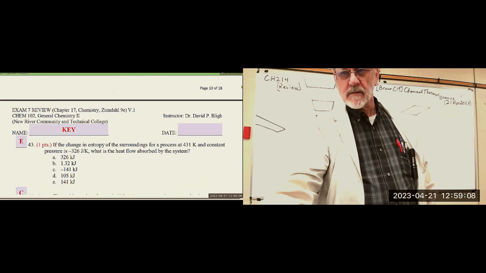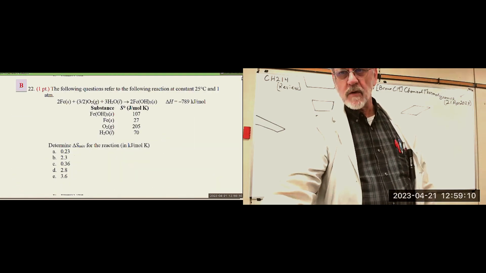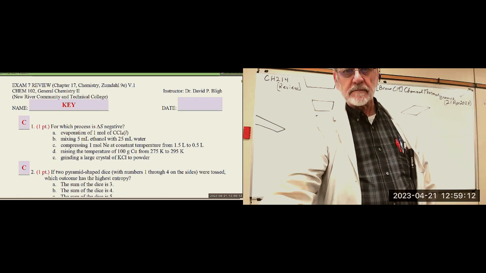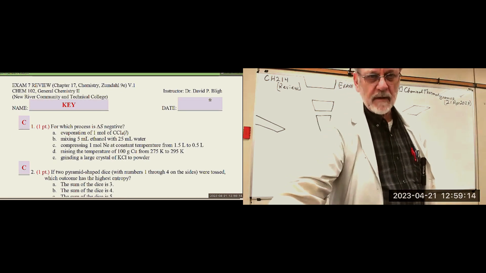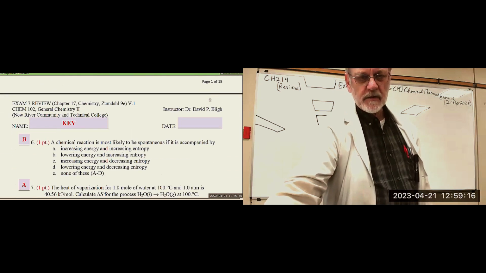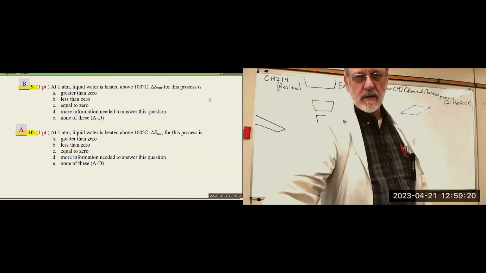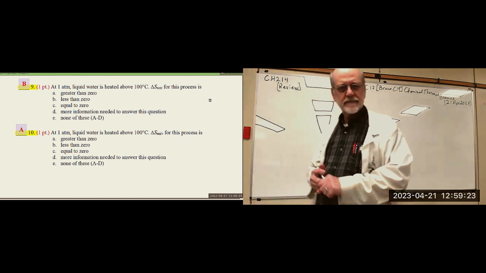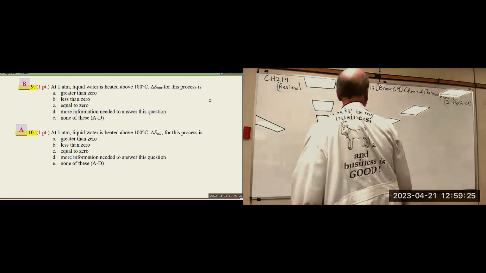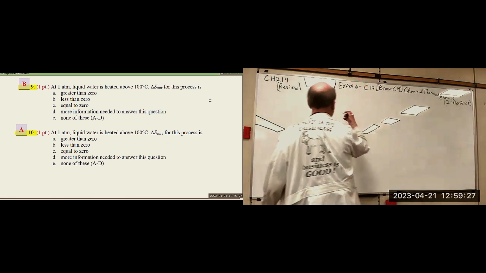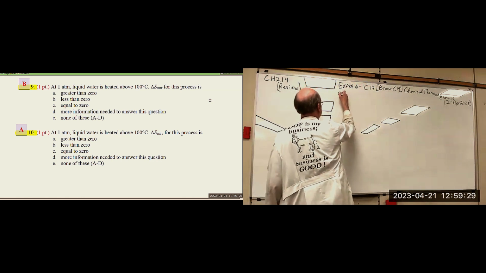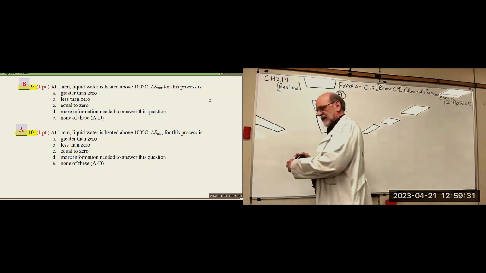Go all the way to the top and then work our way down. First one I want to look at, 9 and 10. Let's see. I got to dodge the boxes again today. Number 9.